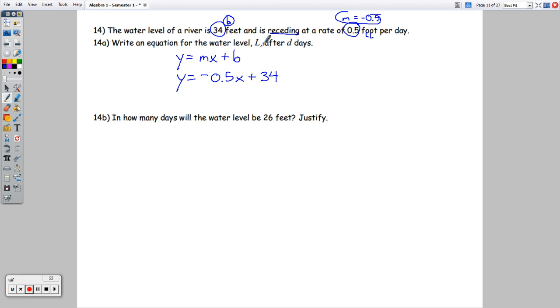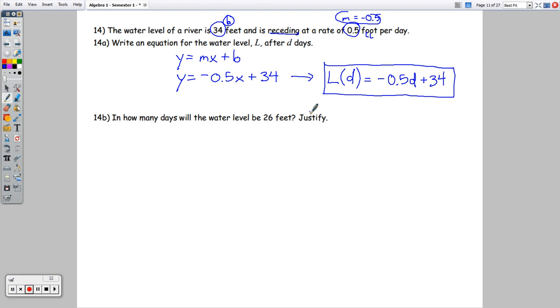And if we're going to write this in terms of L and D, that simply looks like L of D in function notation. The level given a certain number of days would equal, just like it is here, negative 0.5, but then times D plus 34. If you wrote 34 minus 0.5 D, that would work as well. If you wanted to use point slope form, you could do that here as well. You would just use 0 and 34 for your x1 and y1 instead.